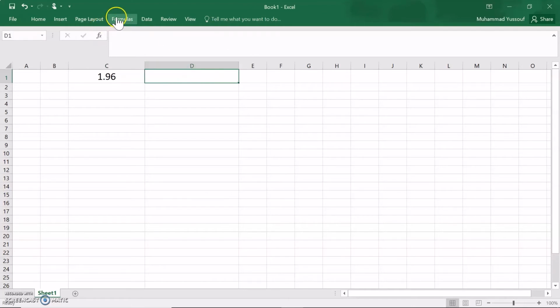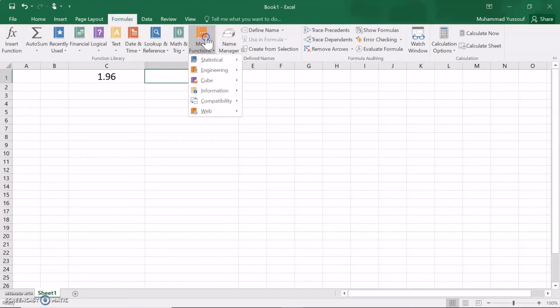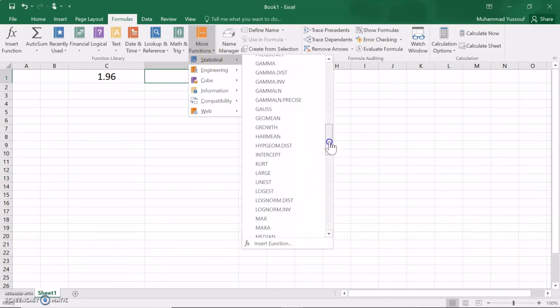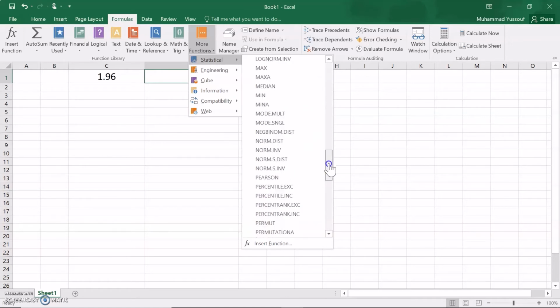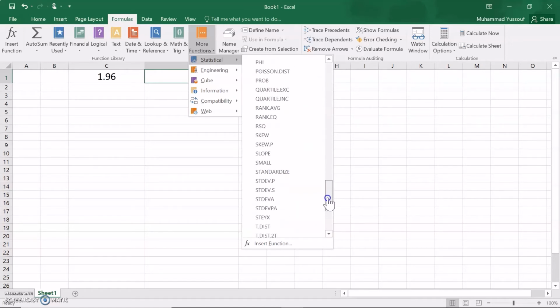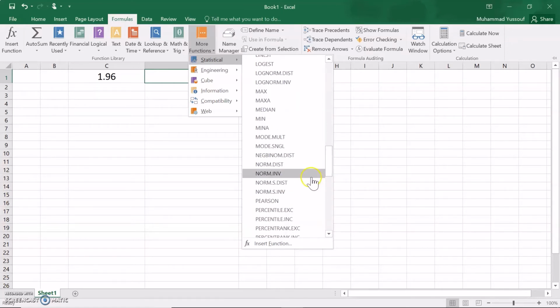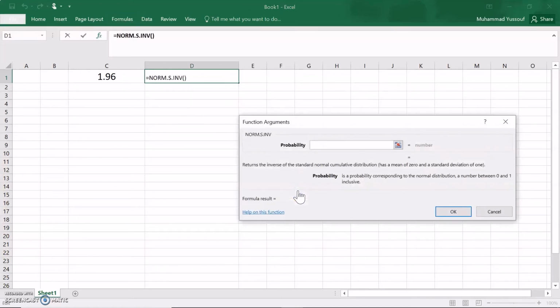It would have been even easier had I done it another way. You could have gone to Formulas, More Functions, Statistical functions, and you would have found NORM.S.INV. I'm giving you both of them, just to tell you the difference. NORM.S.INV, look at this one. In this, it's quite easy. It's just asking for the probability, which is the right way to go.